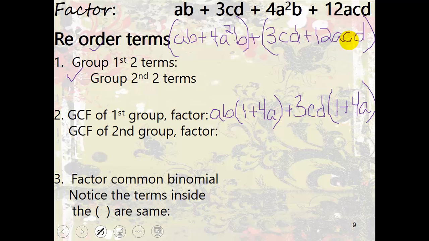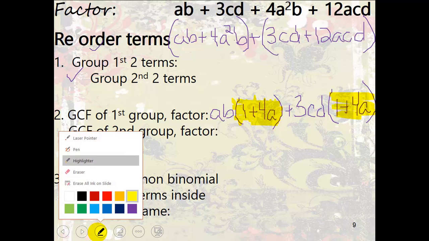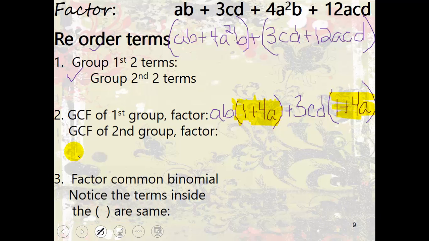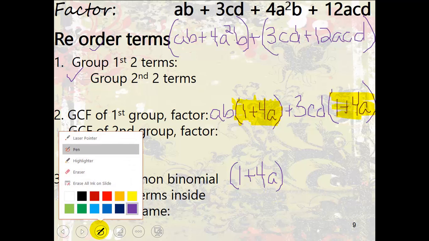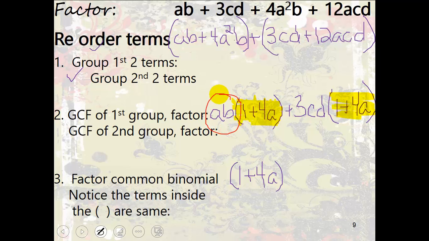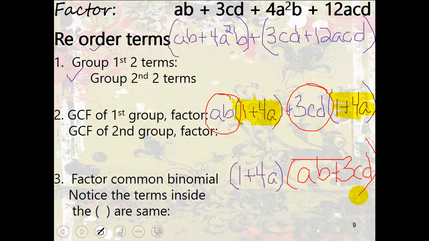Now I have a common binomial on the inside here. So I'm going to factor that out. I move it to the front, just like my greatest common factor. And then what's left over are the two terms out in front, and it becomes ab plus 3cd. Factoring by grouping. I know you did this with Mr. Z.